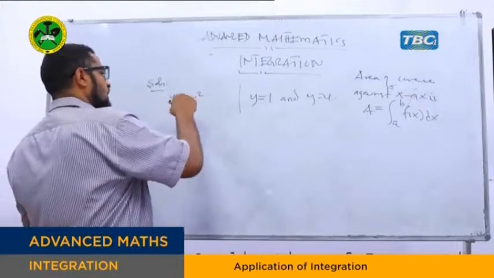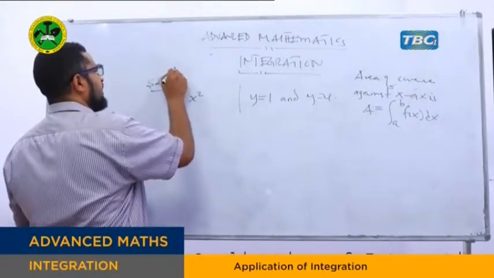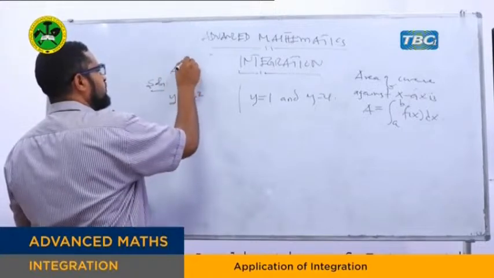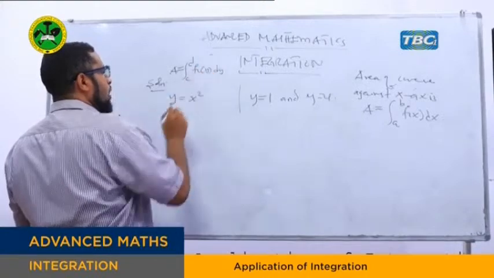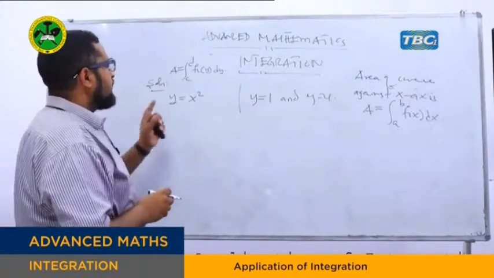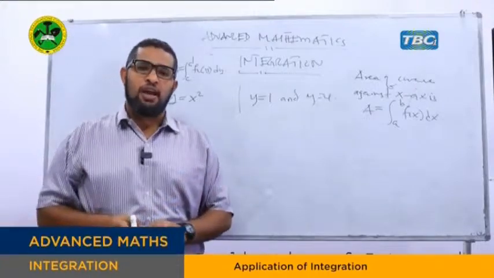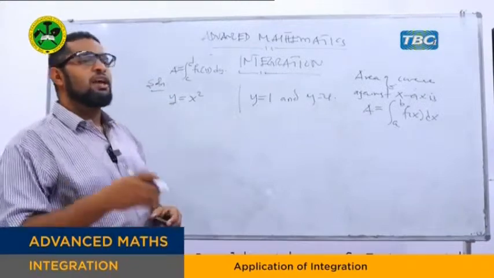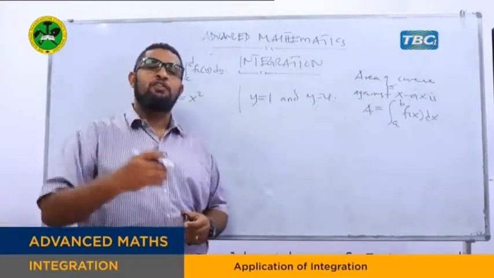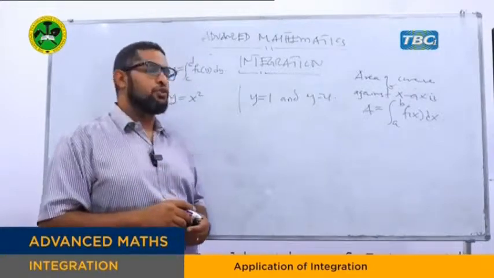Now, what are the steps? Remember the formula. The formula is area is equal to the integral from C to D of F of Y dy. This means that the function is supposed to be in terms of Y and not in terms of X. So my dear students, here you are supposed to make X the subject, and thereafter you sketch the graph and see which area you are supposed to find.